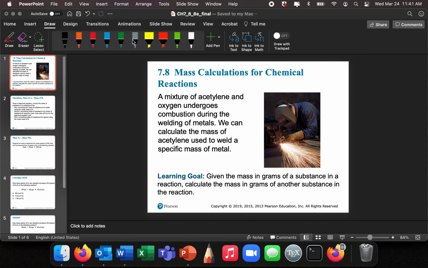Okay, so now we are moving on. We are going to calculate the mass in grams of one substance in a reaction from the mass in grams of another substance. I think I said that backwards, right? Given the mass, calculate the mass of another substance. This is going to depend on the law of the conservation of mass, the mole-mole relationships, and converting between moles and mass, and that is it.